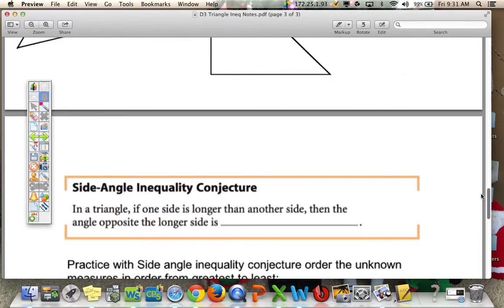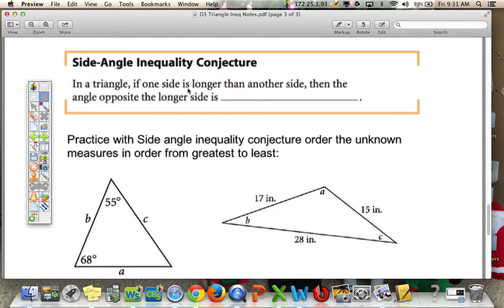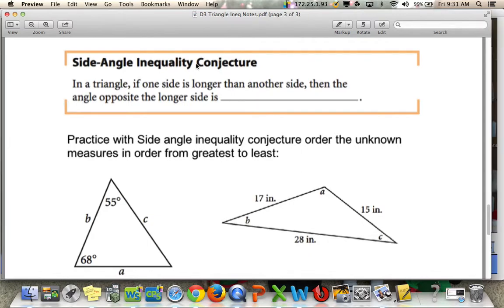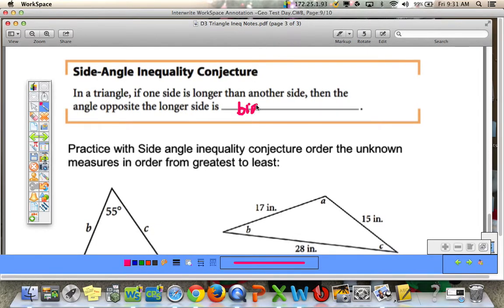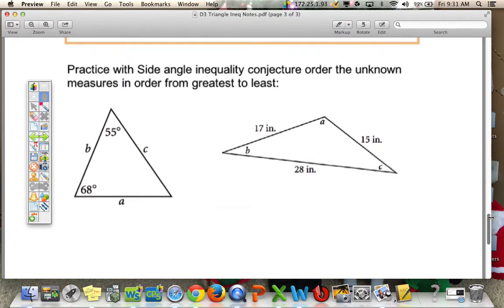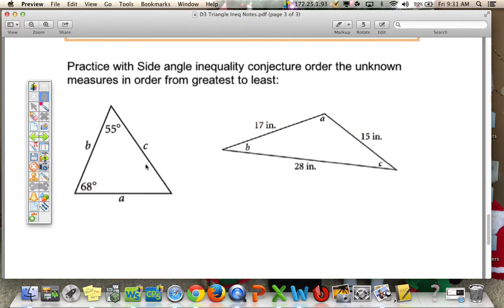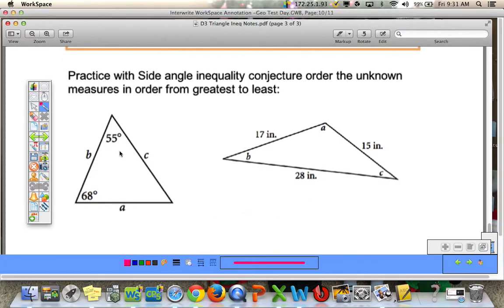All right, so again, in a triangle, if one side is longer than another side, then the angle opposite the longer side is bigger. So again, the biggest side is across from the biggest angle, the middle side is across from the middle angle, and the small side is across from the smallest angle. So let's do two examples. In a triangle, there's 180 degrees, so if we take 180 minus 68 minus 55, this angle is 57.